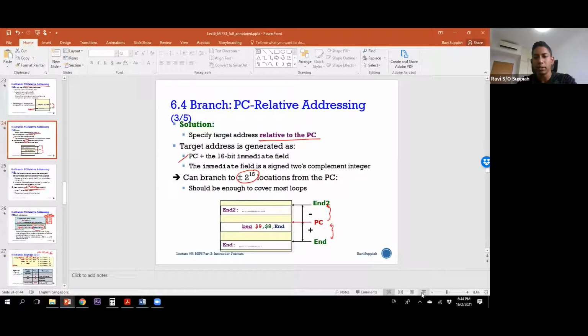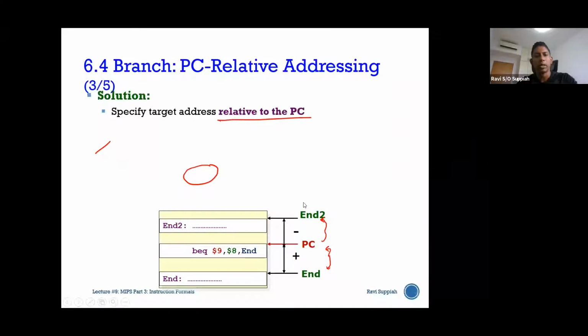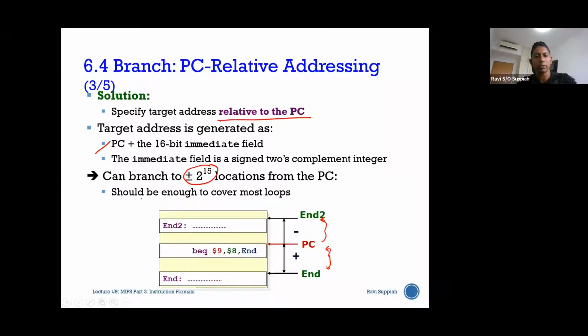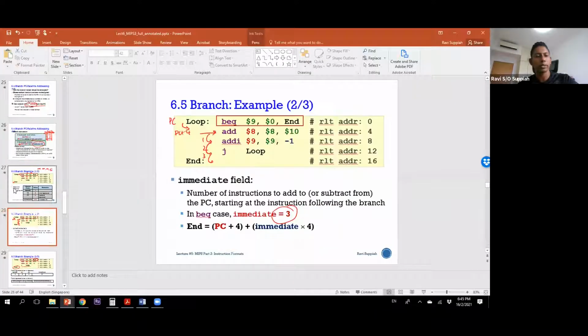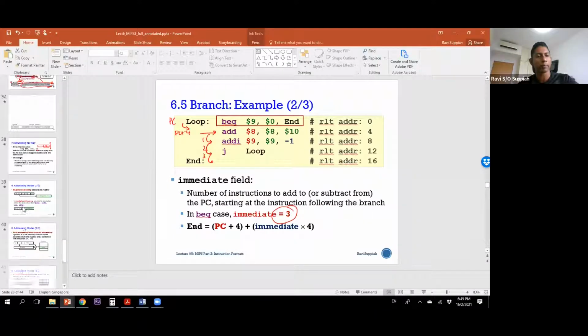Yeah, so this is the slide. It's plus or minus 2 to the power of 15 locations from the PC. So this is the limit I'm talking about, where you have an upper and lower limit for this label. Anywhere within this range you can cover. But what if it's beyond the range? That is what we are talking about.